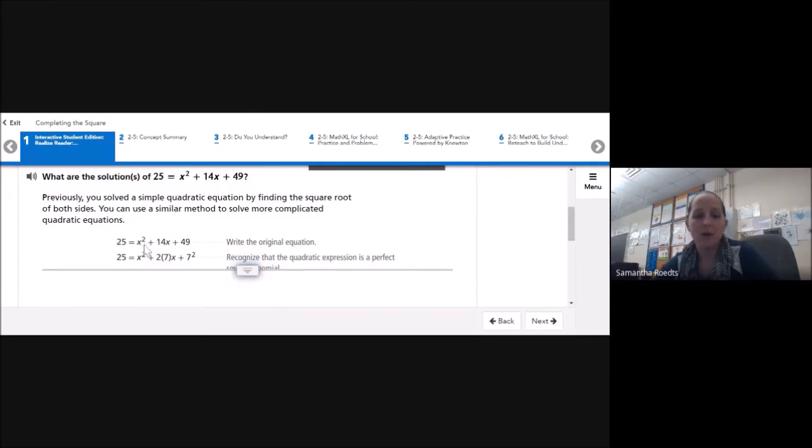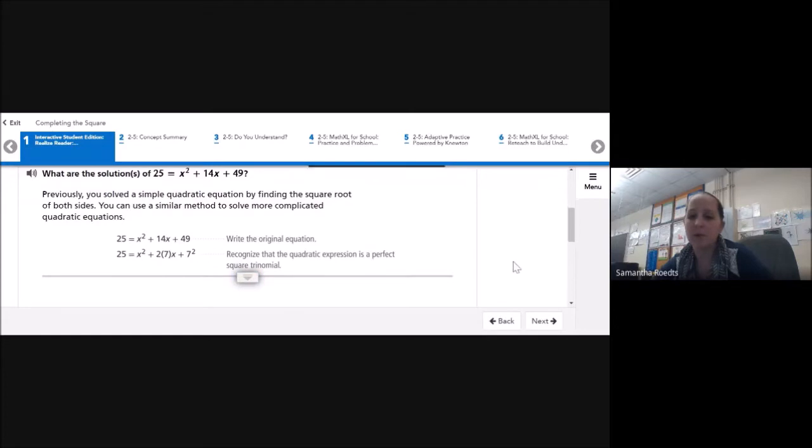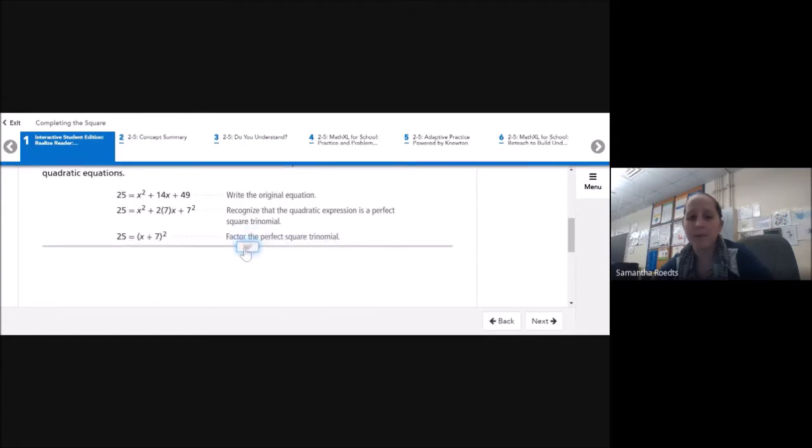Okay, so I have x squared plus 14x plus 49. So I'm rewriting the original equation. I have x squared plus 2 times 7x plus 7 squared. So I recognize that the quadratic expression is a perfect square trinomial. Okay. So that means 49 has a square root, which is 7. So 7 squared is 49. And I know that 2 times 7 gives me 14. That's what makes it a perfect square trinomial. So I can do 25 equals x plus 7 squared.